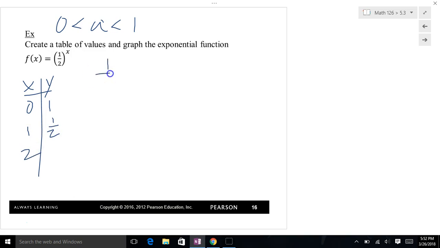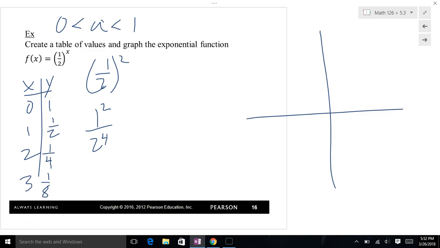Let's throw a 2 in. So now we've got (1/2) squared, so we've got 1 squared over 2 squared, so we've got 1/4. Throw a 3 in. We get 1/8. So let's plot these. We've got (1, 1/2), (2, 1/4), (3, 1/8), and (0, 1). As we're going to the right, notice this thing is going to go lower and lower and lower. So we're going to have this horizontal asymptote.